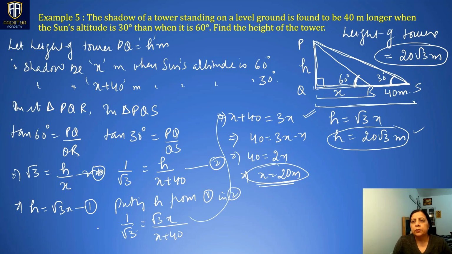Right? So this was all about, these are different kind of examples which are given in the NCERT, and we have solved these 5 examples just to learn how to use trigonometric ratios to find different parameters in the given practical situations. I hope this is clear to you.